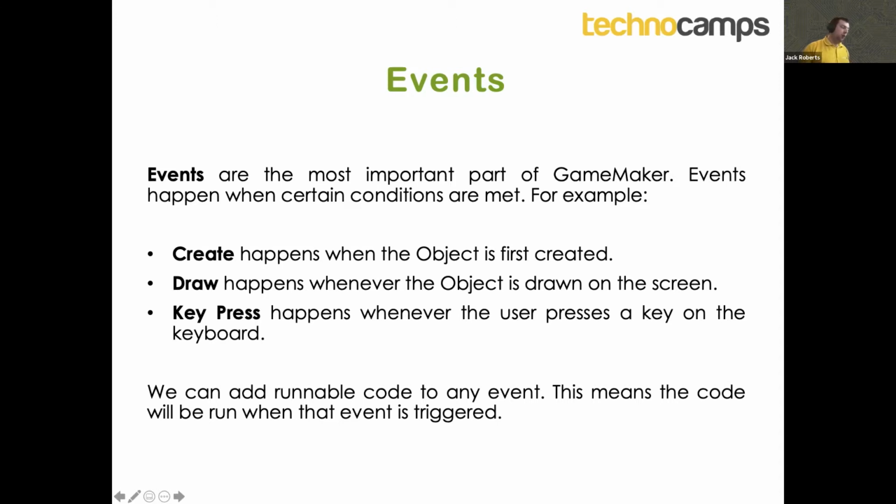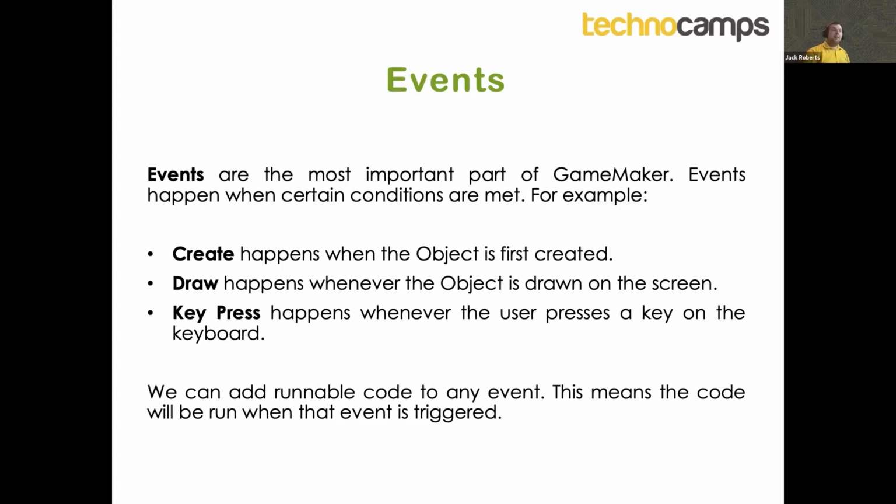There's an event called draw. Draw happens whenever an object is drawn on the screen. There's an event called key press. That one happens whenever the user presses a key on the keyboard. These events are like triggers. If we add runnable code to any of these events, that code will run when that event is triggered by the certain conditions. So if we add code to the create event, when the object is created, it will run that code we added.